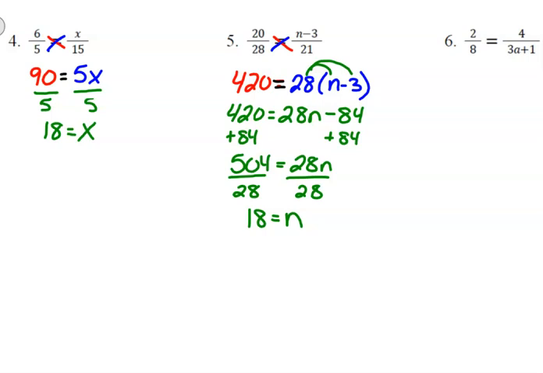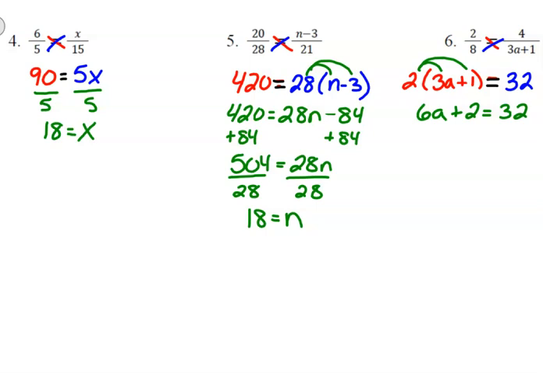If I cross multiply over on number 6, I'm going to use some parentheses. 2 times (3a plus 1) is going to equal 4 times 8, which is 32. And then again, we're going to deal with those parentheses by distributing our 2. So 2 times 3a is 6a, 2 times 1 is 2.